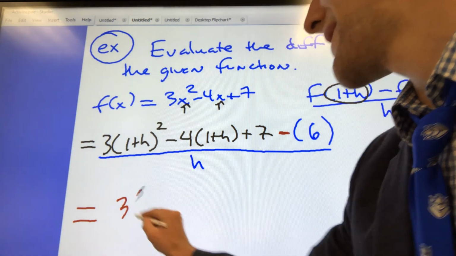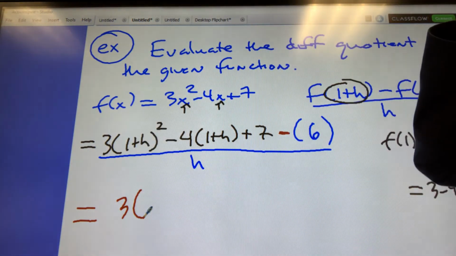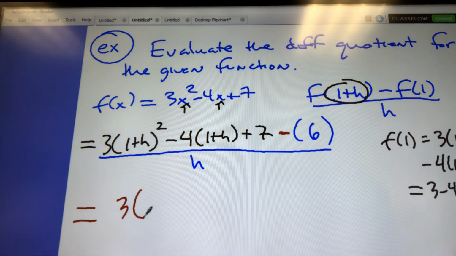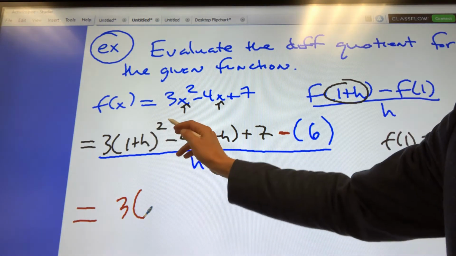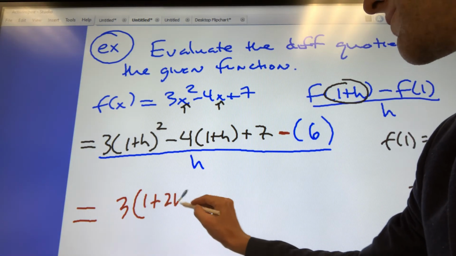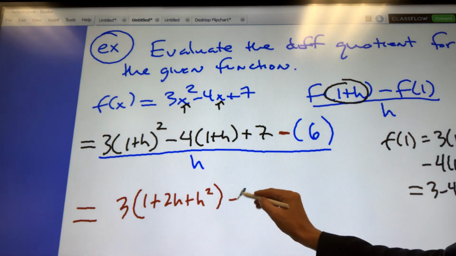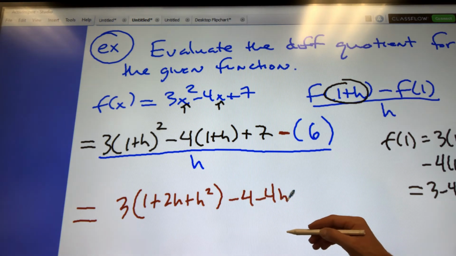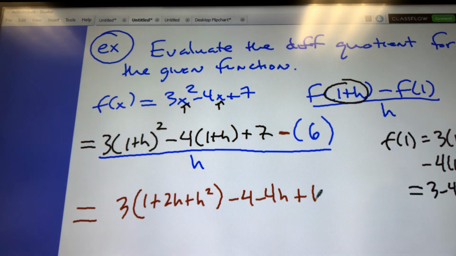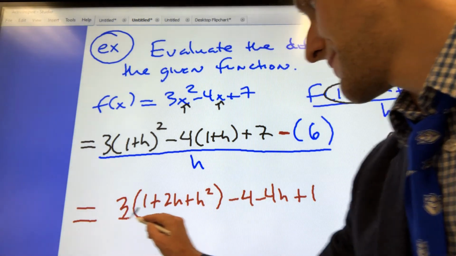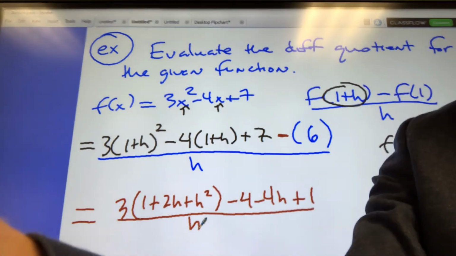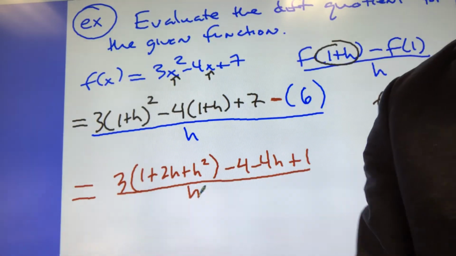So 3 times, too many issues. People are distributing and then squaring incorrectly. First off, you're not squaring 3 times this. You're squaring this and then multiplying by 3. So order of operations: 1 plus the inner product, h doubled, plus h squared. Algebra errors, algebra 1 errors especially, are not looked upon very favorably. If you did multiply by 3 and then square everything, that would cost you a lot of points there. That is a not bueno algebra 1 error.